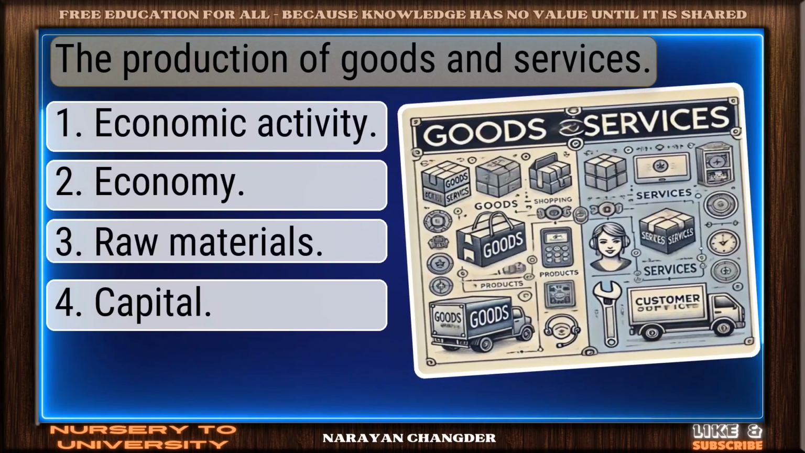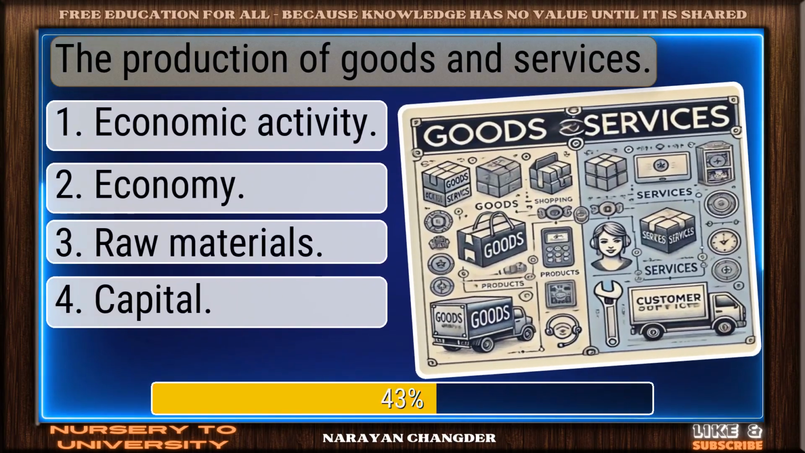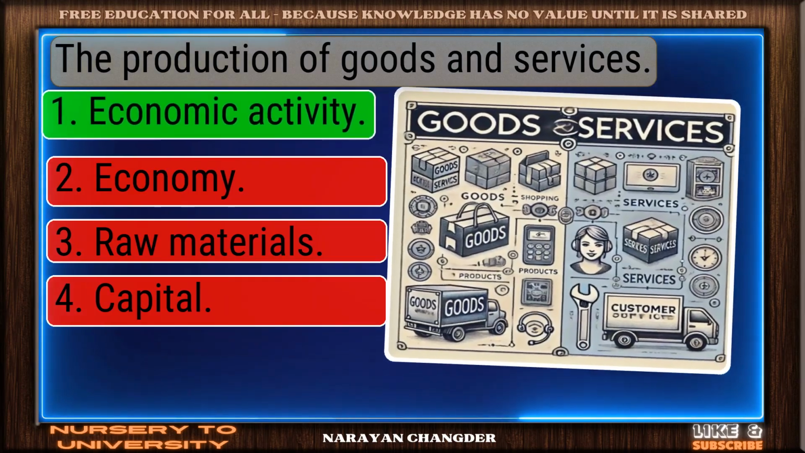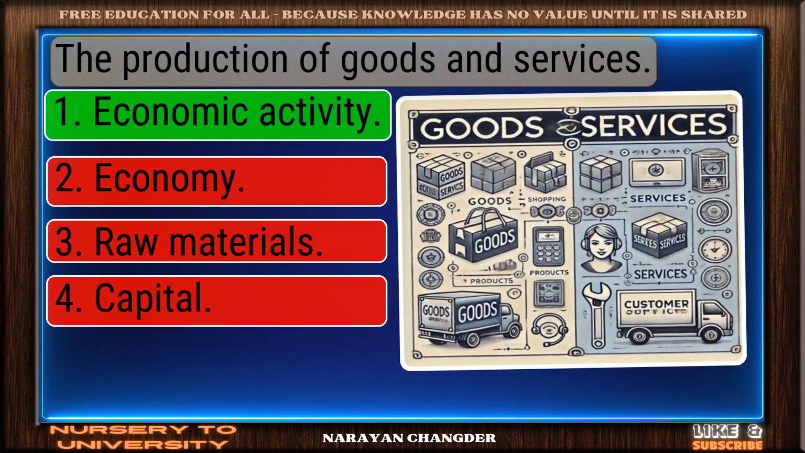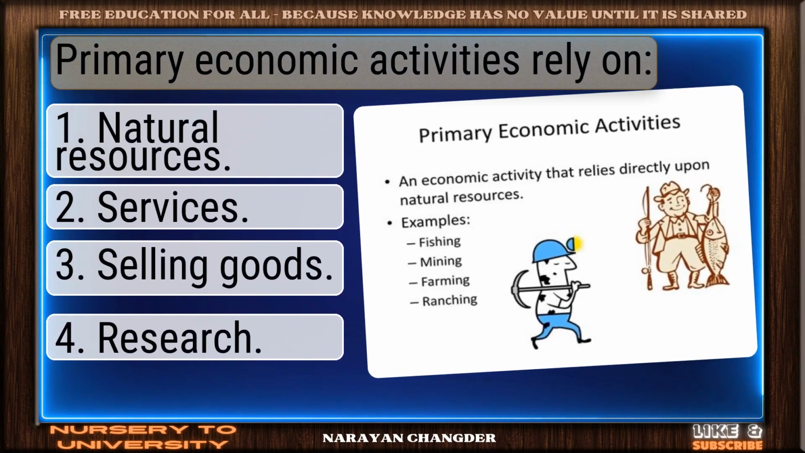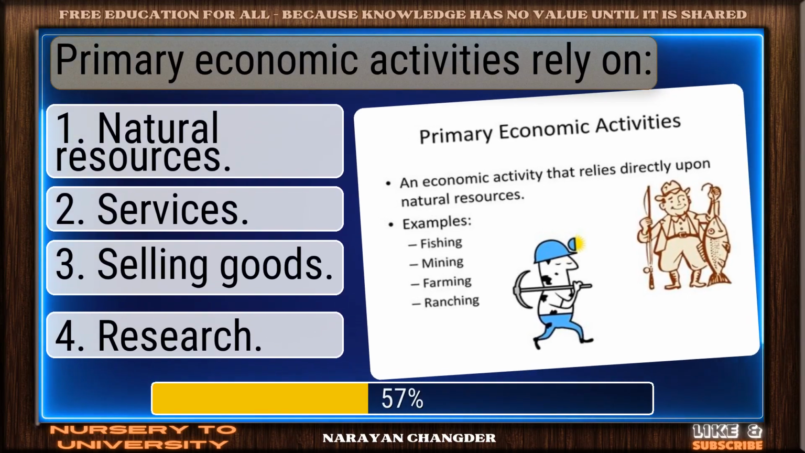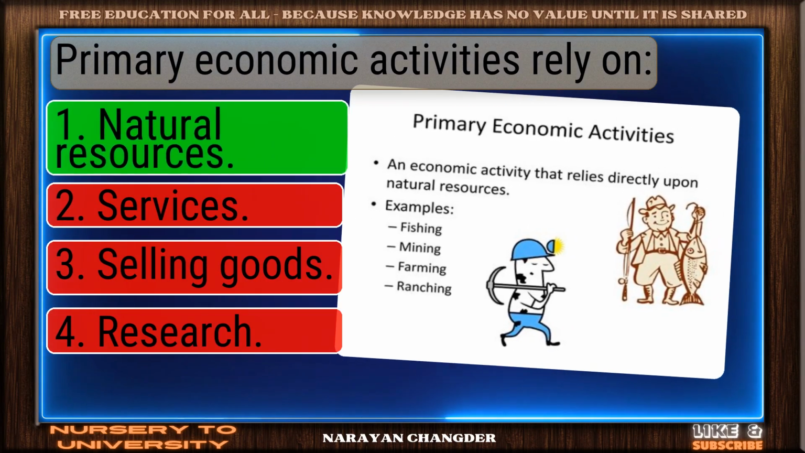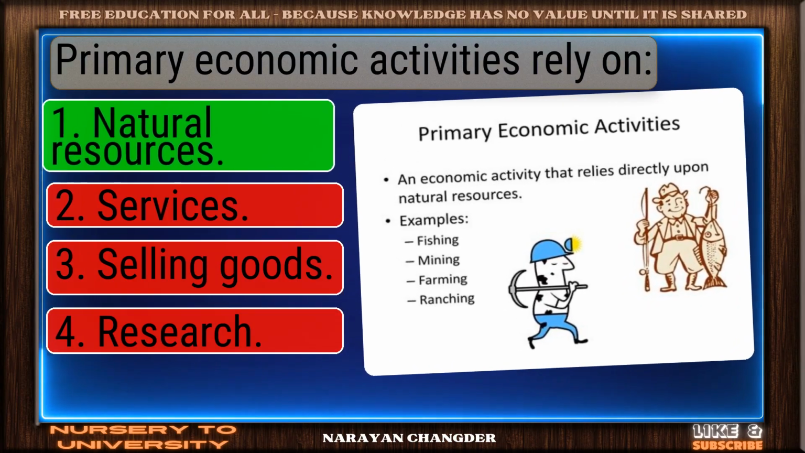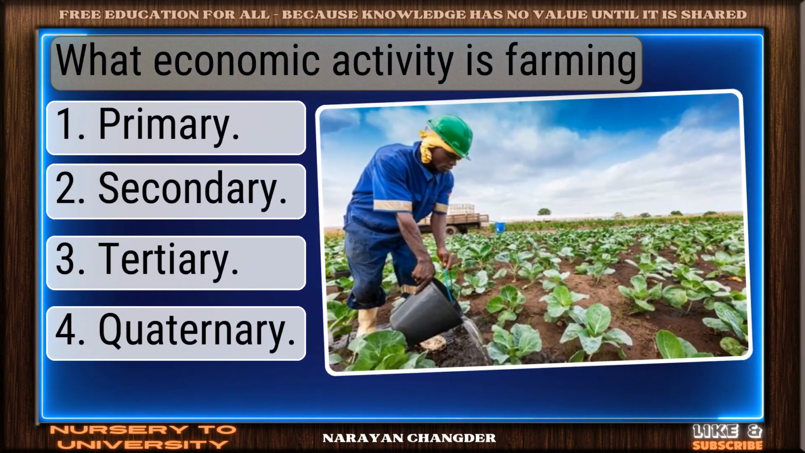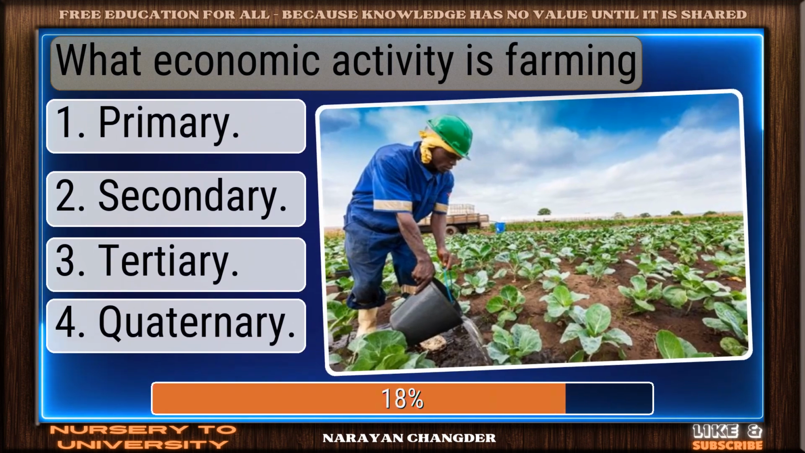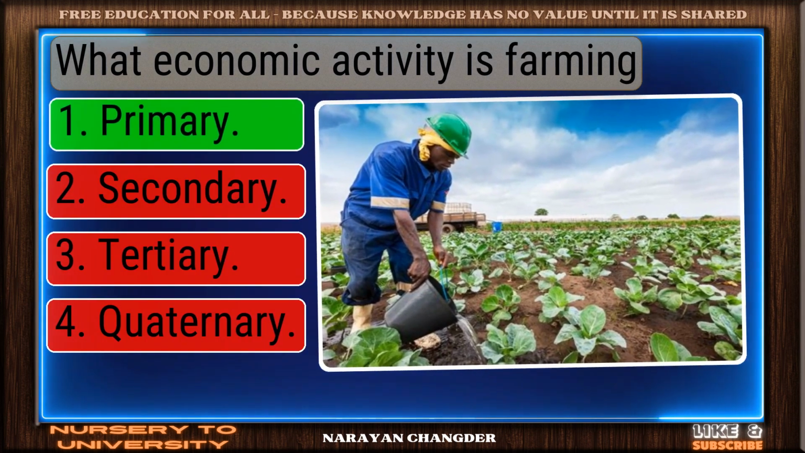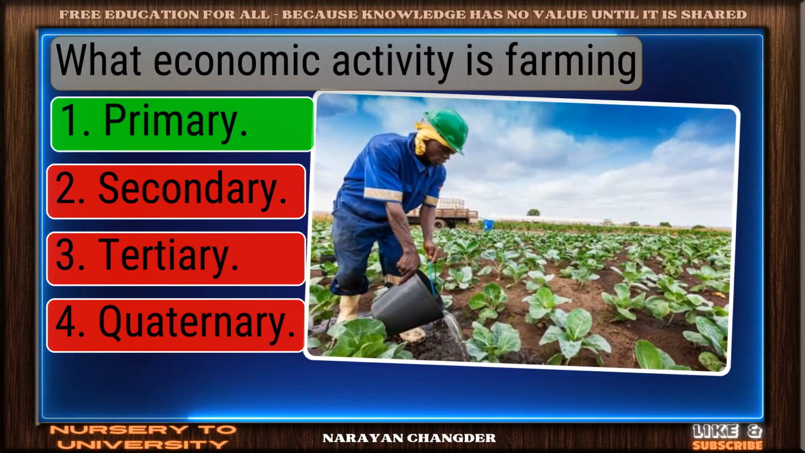The production of goods and services. Right again. Economic activity is a valid answer. Primary economic activities rely on. Nice selection. Natural resources is the correct and valid answer. What economic activity is farming? Exactly. Primary makes sense and it is right choice.